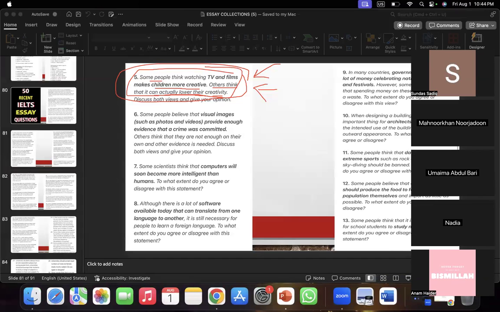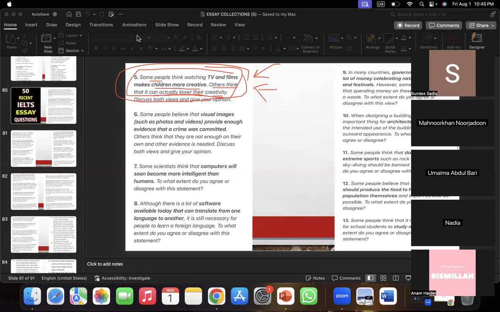A group of people thinks that watching TV and films makes children more... While some people believe that TV and movies enhance children's ability to create, or children's creativity, others argue that it may reduce their creative abilities. Very good. For "many" we said "a lot", and then for "a lot" we said "substantial".